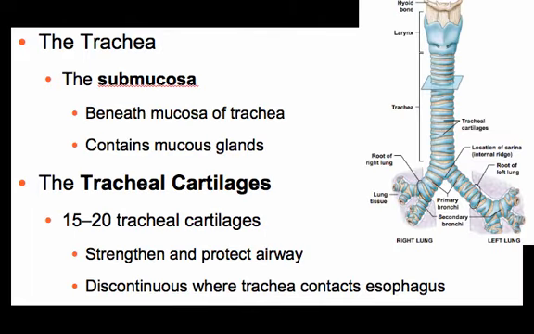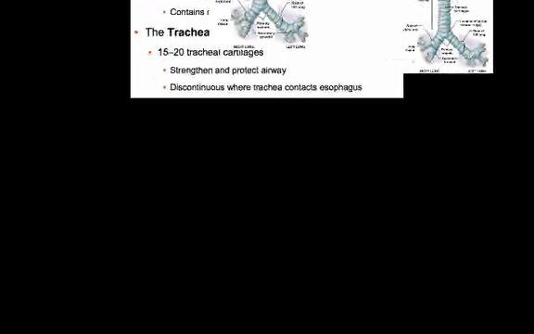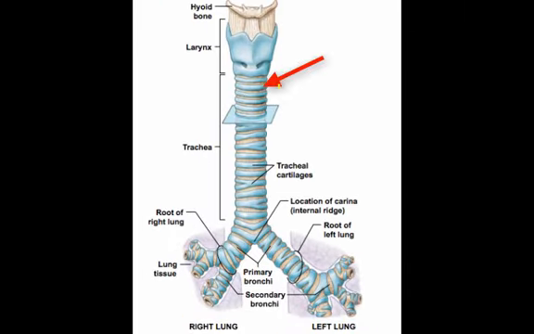The submucosa beneath the mucosa of the trachea contains mucus glands. Tracheal cartilages protect the mucosa of the trachea. The 15 to 20 individual tracheal cartilages strengthen and protect the airway from collapsing. These tracheal cartilages end where the trachea contacts the esophagus.